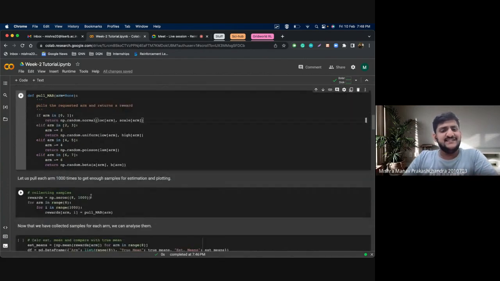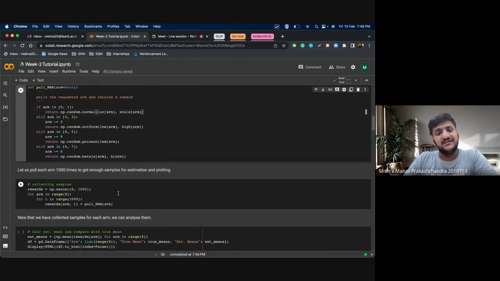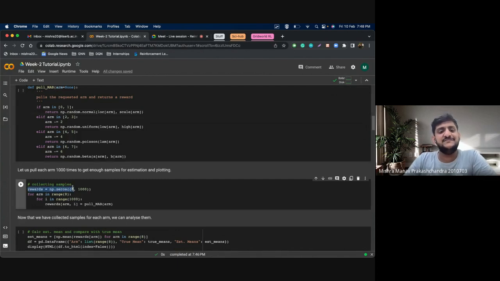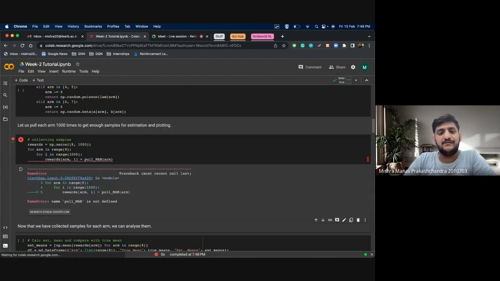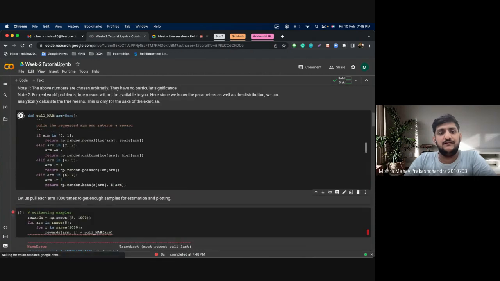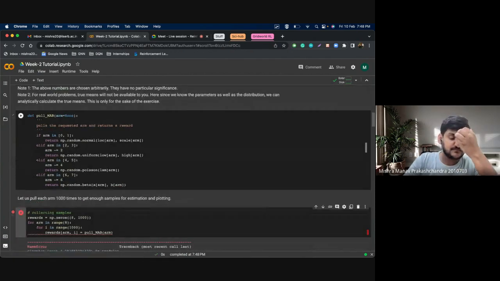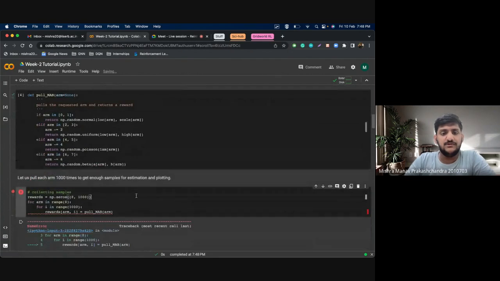Now what we are doing is, let us pull each arm 1000 times to get enough samples for estimation and plotting. Okay. So all the rewards initially I'm setting to be 0. For each arm, I am pulling each arm 1000 times. I'm calculating the reward and I'm storing it. Okay, so far so good.